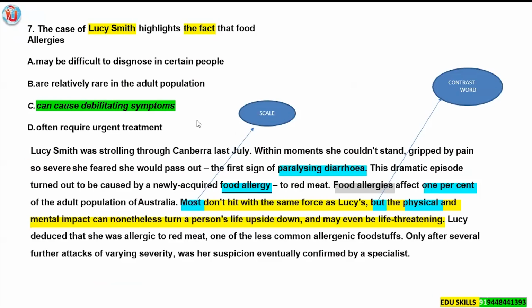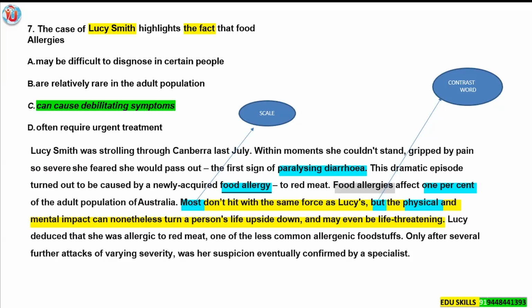Answer option A, may be difficult to diagnose in certain people. It is not mentioned, so we are eliminating. Then answer option B, they are relatively rare in the adult population. So it is not the thing which has been highlighted by Lucy Smith. So we are eliminating answer option B. Answer option D, often require urgent treatment, which is not mentioned. So we are eliminating answer option D.